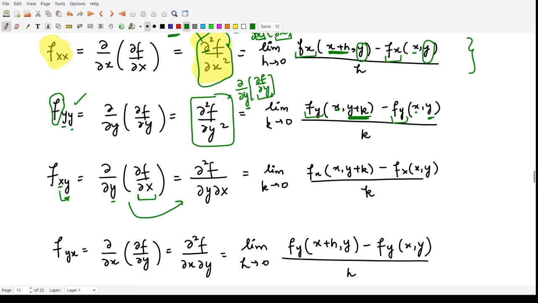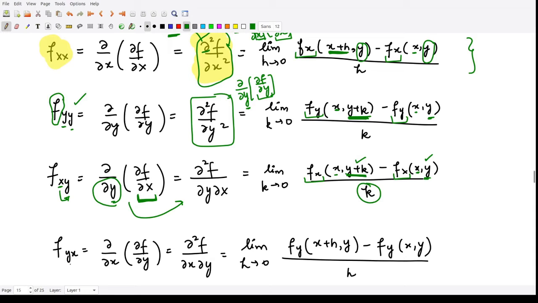So firstly we have to take the derivative with respect to x. Accordingly here it would be fx and here it would be fx. And because now we are taking the derivative with respect to y partially, we will keep x as such and we'll change the coordinate y accordingly, where this small k represents the distance between these two points, that is y plus k and y. And then you have this derivative f of yx.